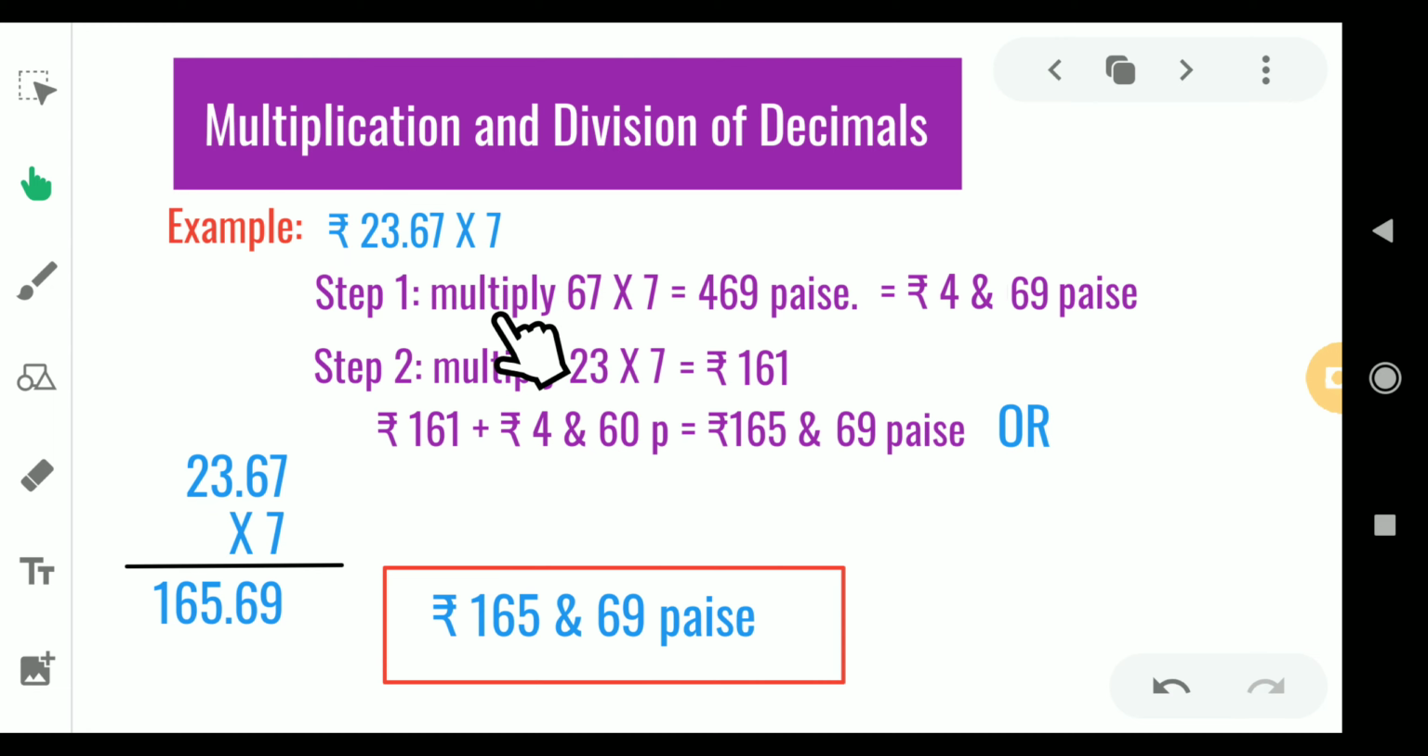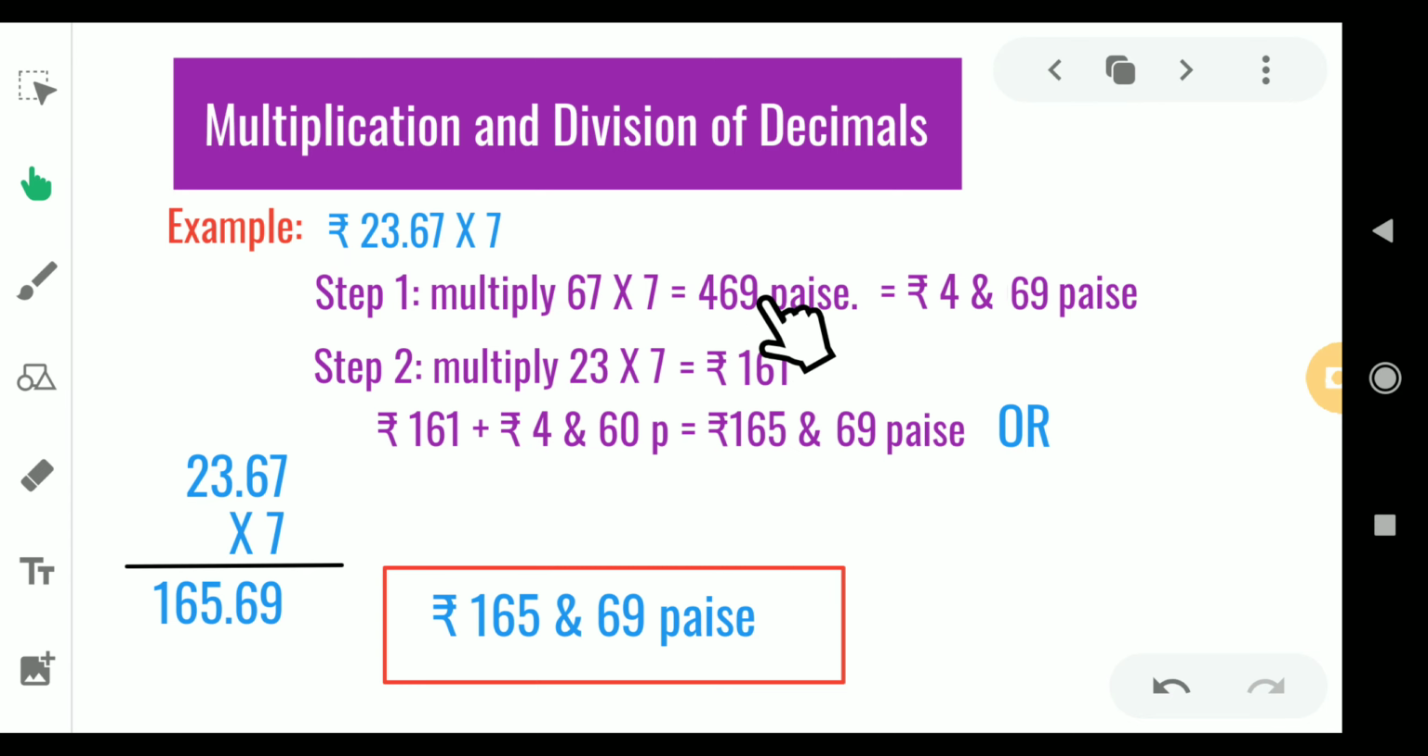Step 1, multiply the given number with the paise first. So paise is 67, just take it aside and take this 7 aside. So multiply these two first. 7 7s are 49. So 9 is the digit to be written in ones place and 4 is the carryover, just keep it in mind. And 7 6s are 42, 42 plus this 4 is 46. So when you multiply 67 paise with 7, your product will be 469 paise.